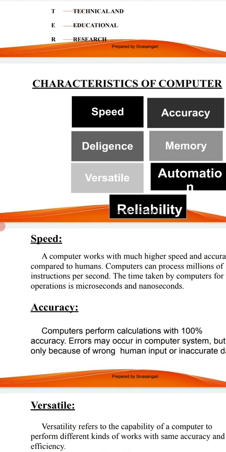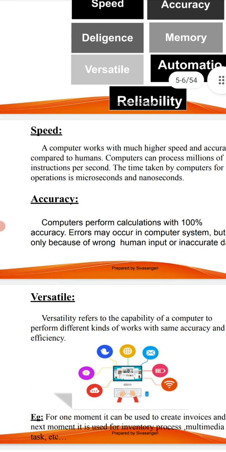Versatile: versatile refers to the capability of the computer to perform different kinds of work with same accuracy and efficiency. For example, for one moment it can be used to create invoices, and the next moment it is used for inventory purpose, multimedia task, etc.